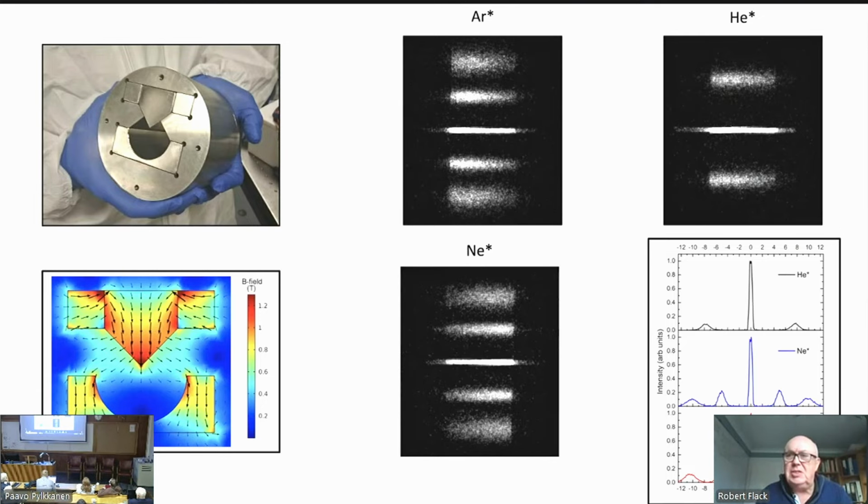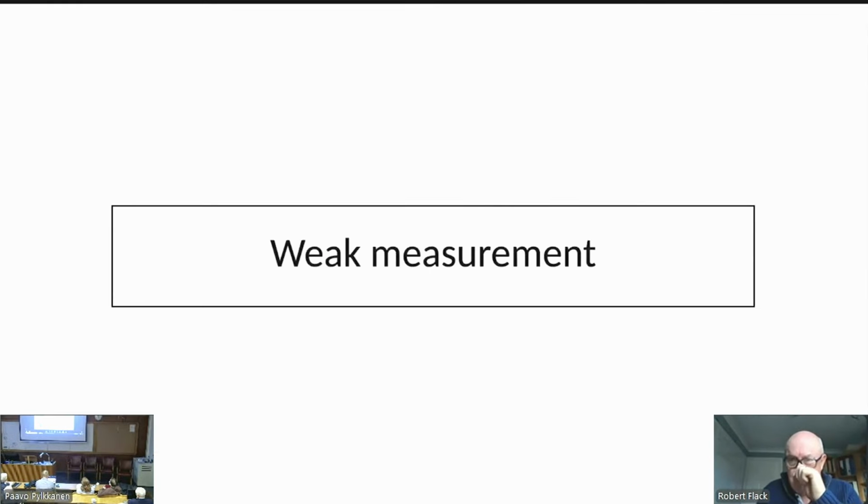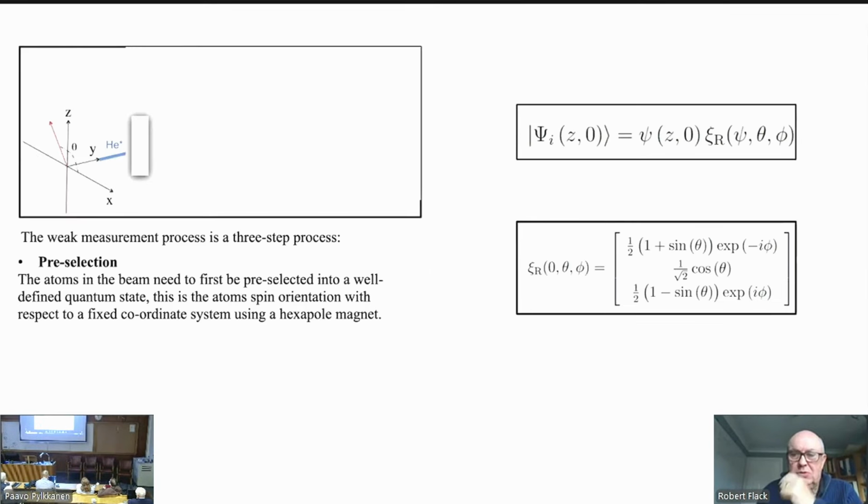These are the 3 gases that we used: neon, argon, and helium. This was partly to explore that we could produce the atoms in an excited state, which we can detect, but also to test that what we were doing was correct. But we selected helium, and the first thing was about weak measurement.